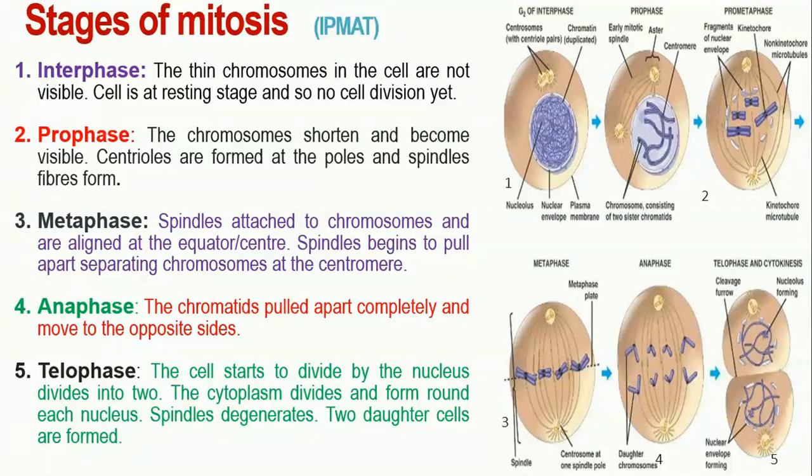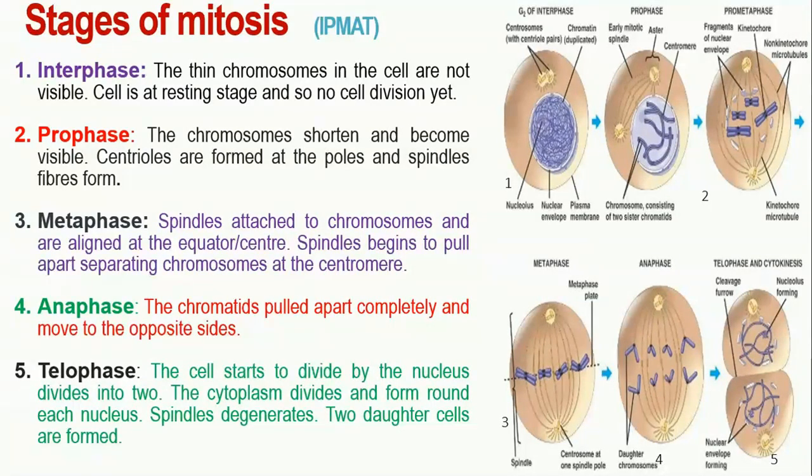The third one is the M, which is the metaphase. What happens during metaphase? The spindle fibers attach themselves to the chromosomes, and so the chromosomes are arranged, or aligned, at the equator or the center of the cell in a straight line. And this you will see in the part labeled 3.